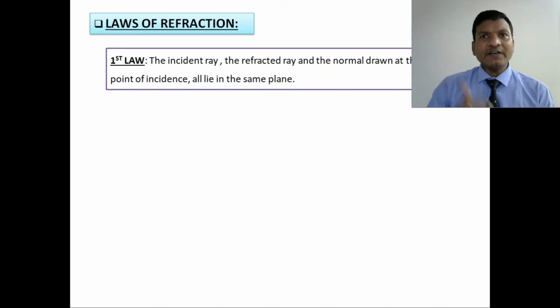But how will the ray of light reflect back? It will obey the second law of reflection that I told you, that is, the angle of incidence is equal to the angle of reflection. That means the ray will come back in such a way that the angle of reflection has to be equal to the angle of incidence. So this is about the laws of reflection.